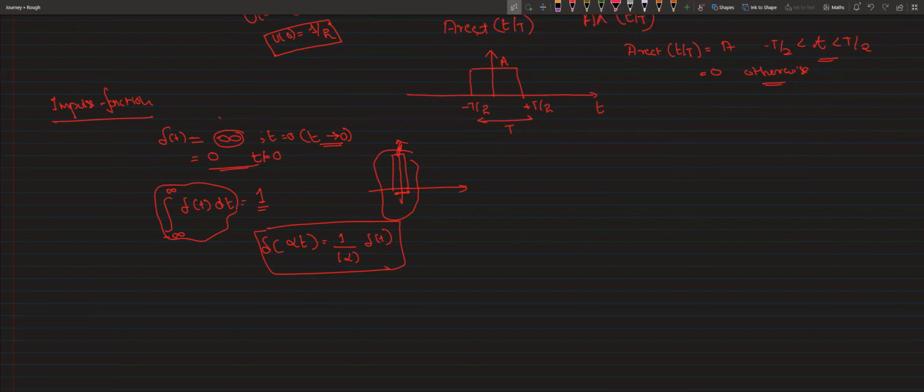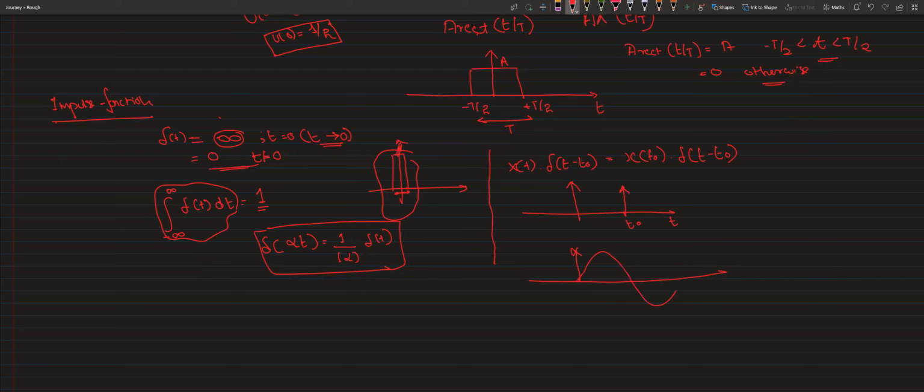And one of the important formulas in terms of impulse, which is helpful for competitive exams also, and should be remembered: if you have x of t and multiply it with the shifted impulse delta of t minus t naught, the result is x of t naught into delta of t minus t naught. You can think of it this way: at t naught you have one impulse. Assume x of t is a sinusoidal signal. Whatever the amplitude you have at t naught, that much is the impulse; the rest is all zero. So you just get one impulse with the amplitude x of t naught.